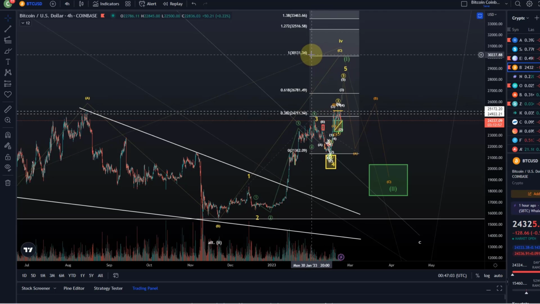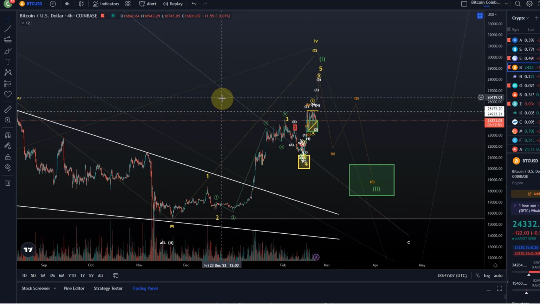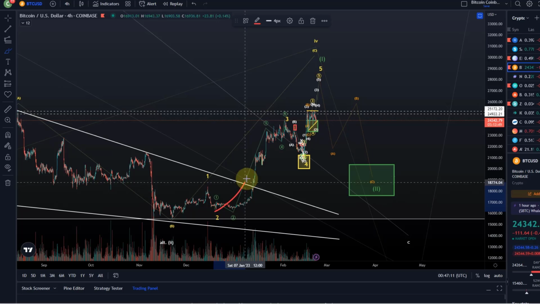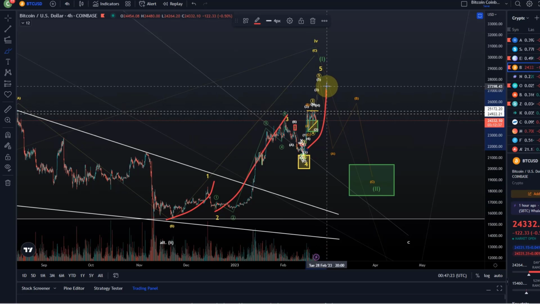Yeah, you might want to rewatch that. Now, why is it not likely? It's not likely that we extend because the wave 3 did extend. And if the wave 3 extends, we know that the wave 5 typically has a length that is similar to wave 1. So we're talking about the 38.2 or the 61.8 extension, all the way up to 26.7, 26.8K.